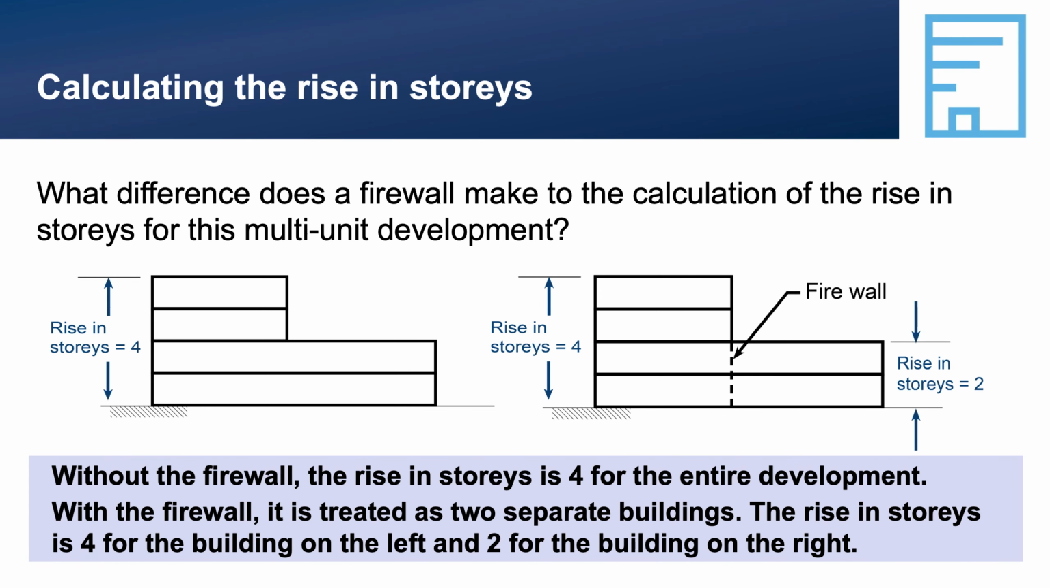Without the firewall, the rise in stories is for the entire development. In other words, the 2-storey section must also be built to meet the fire protection provisions that apply to the 4-storey section. With the firewall, the rise in story is 4 for the left section and 2 for the right section, so the provisions that would apply to each are potentially different.